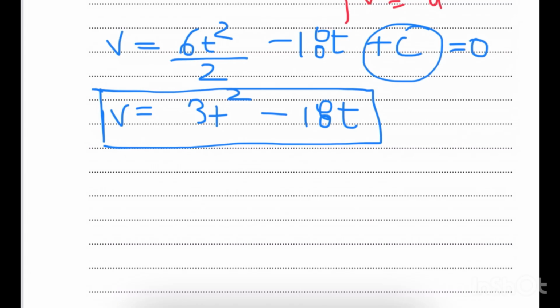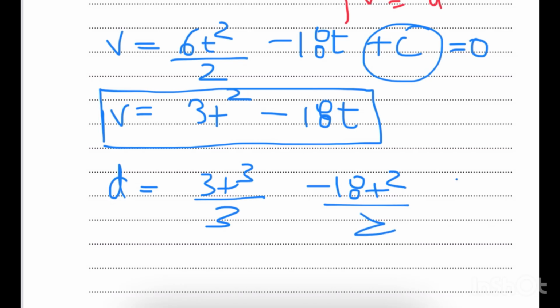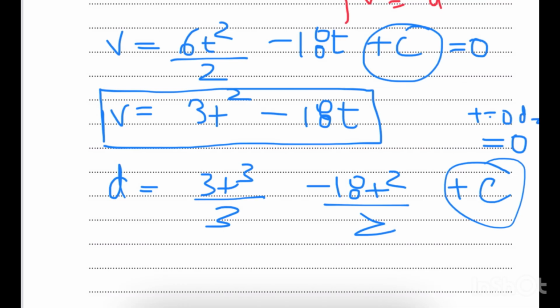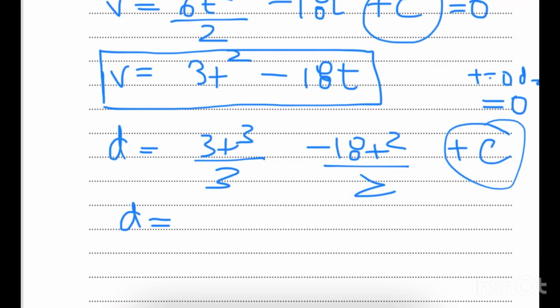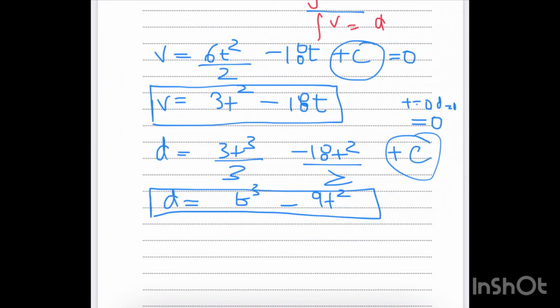Moving on, if we integrate velocity, we will find the equation for displacement, and that will be 3t cubed divided by 3 minus 18t squared divided by 2 plus c. Again, this arbitrary constant is 0 since when t is equal to 0, displacement is also equal to 0. So we get the formula for displacement equal to t cubed minus 9t squared, and that is the equation for displacement. We need to find out the time when the particle is at instantaneous rest.